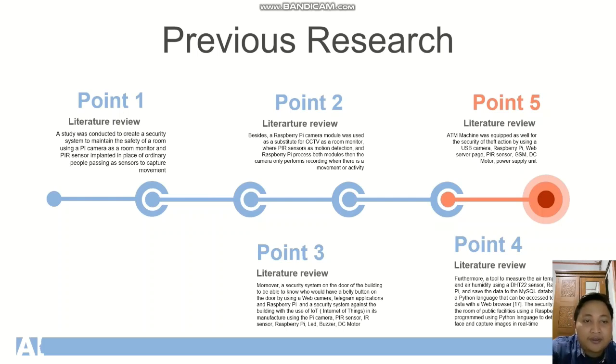In its manufacture using the Pi camera, PIR sensor, IR sensor, Raspberry Pi, LED, buzzer, and DC motor. Point 4. Furthermore, a tool to measure temperature and air humidity using a DHT22 sensor and Raspberry Pi, saving the data to a MySQL database using the Python language, which can be accessed and displayed with a web browser. The security tool for the room of a public facility using Raspberry Pi is programmed using the Python language to detect faces and capture images in real time.